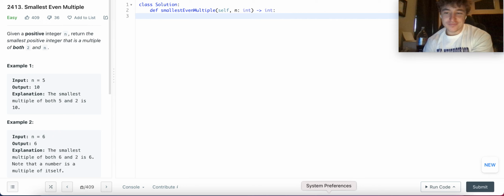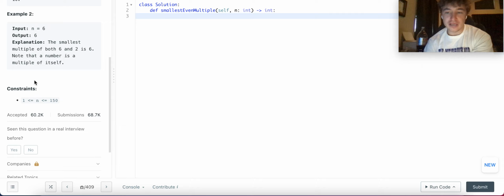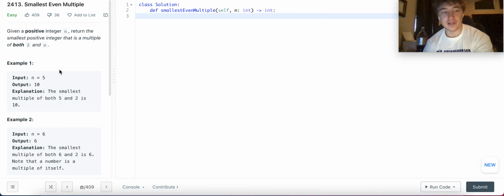Just for those of you who are curious, you can usually get a better indication of how difficult a problem is just by looking at its acceptance to submission rate, right? There's only 8,000 people who approached this problem who were unable to solve it out of the 68,000. So that's a pretty good indicator that this problem is probably very easy, right? Because sometimes these easy classifications can be a little misleading, but that's just a side note. So let's go ahead and get right into this problem.